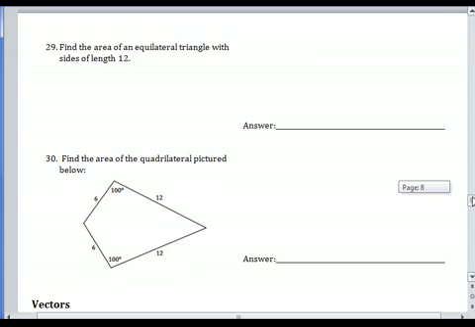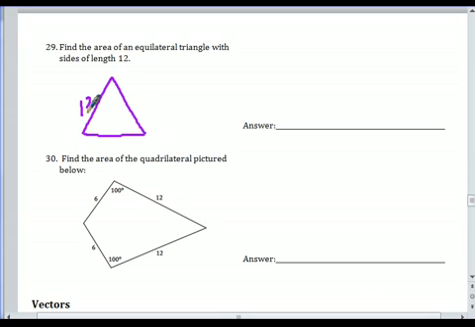Moving on to number 29. Question 29 asks us to find the area of an equilateral triangle with sides of length 12. So we need to remember from geometry, equilateral means that all the sides are the same: 12, 12, 12. It also means that all of the angles are the same. Each of the angles would have to be 60 degrees.